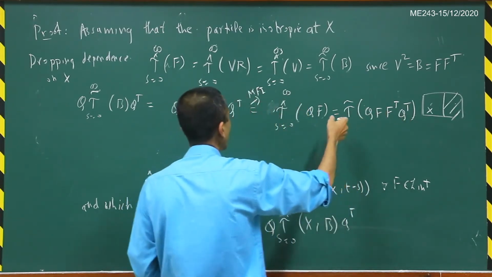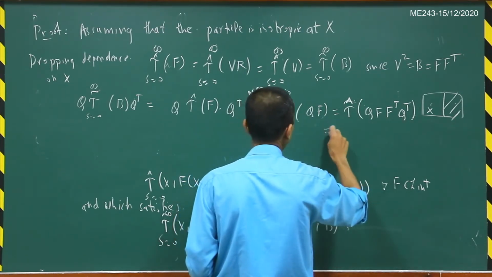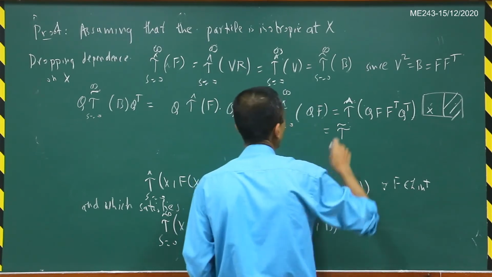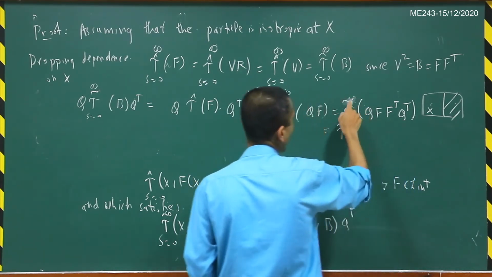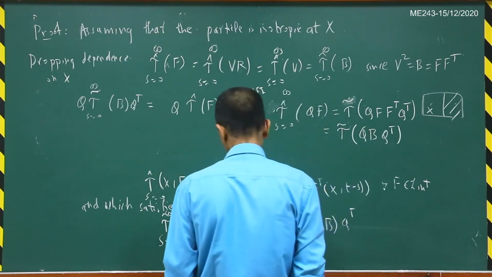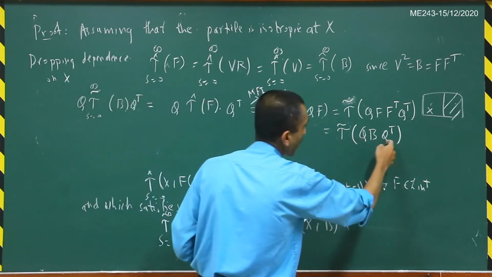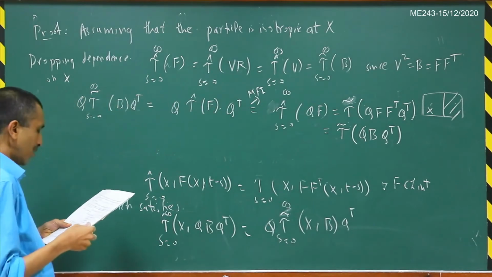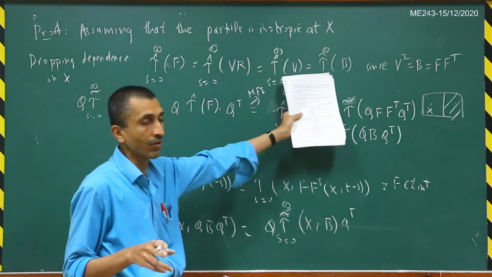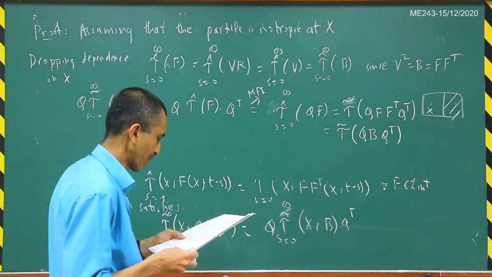And then again use MFI. So this is equal to tau tilde of QBQ transpose. Okay, so what we have shown now is that Q times tau tilde of B times Q transpose is tau tilde of Q times B times Q transpose. So this is now an implication of assuming both isotropy and MFI. See, I have already used isotropy while deriving this, and I have used MFI while going from this step to this particular step. And so we get this particular result here.